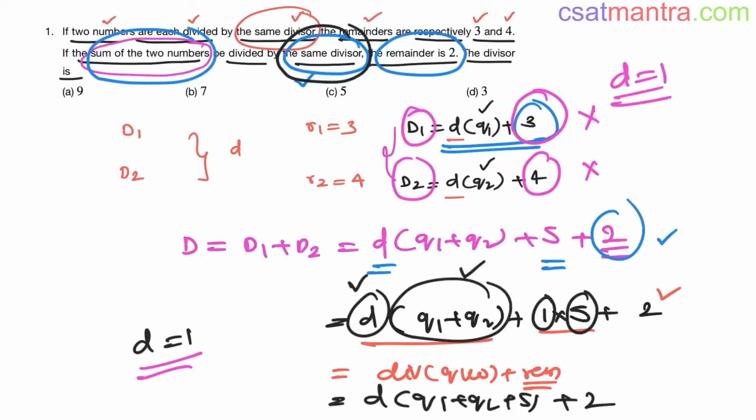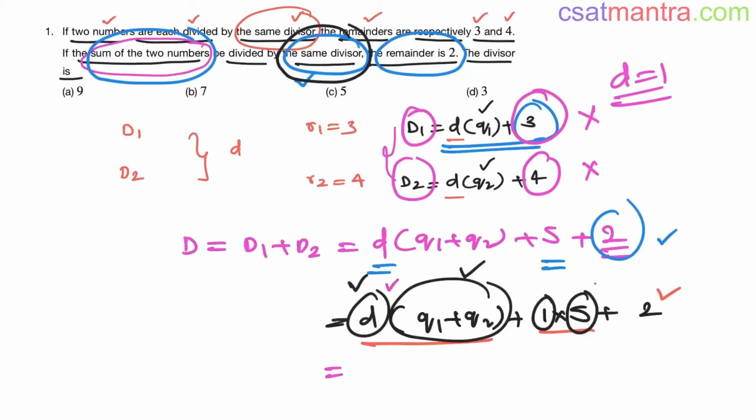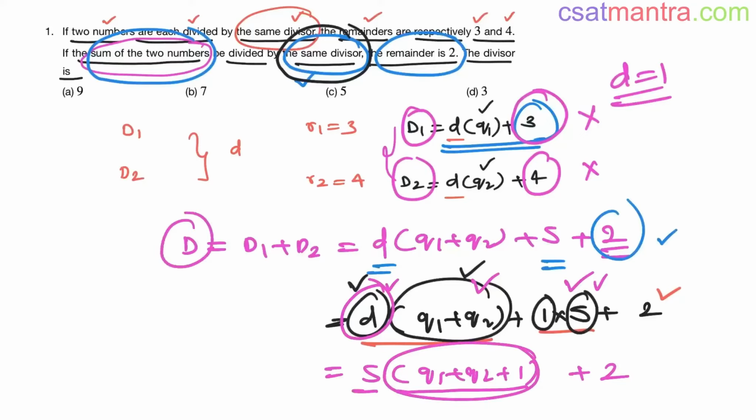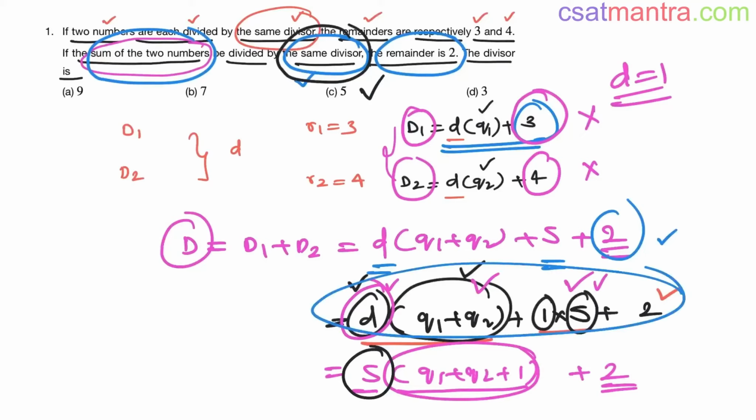This is clear, right? Now another possibility is this divisor 5. 5 into q1 plus q2 plus 1 plus 2. See, we want to have this d common in these two terms so that I can bring this d outside and we will be having divisor into quotient. This is the quotient of this new number, my friends, plus remainder. Clear, right? So the divisor is 5. Our answer is C. See, I want to write this equation in this format. Dividend is equal to divisor into quotient plus remainder. Here, I want to take divisor common outside all of these terms. Remainder is very clear.